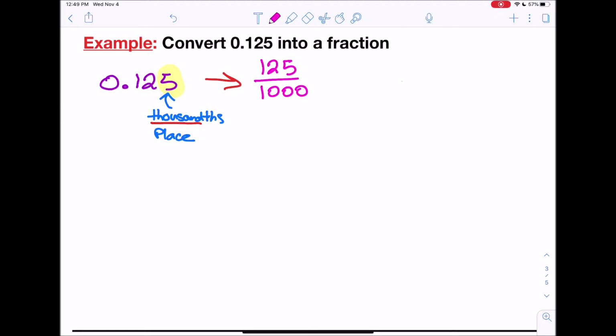And then we simplify like usual. So 125 divided by 5, 1,000 divided by 5. I get 25 over 200. And I know 25 goes into 200 8 times, so it's going to be 1 over 8.